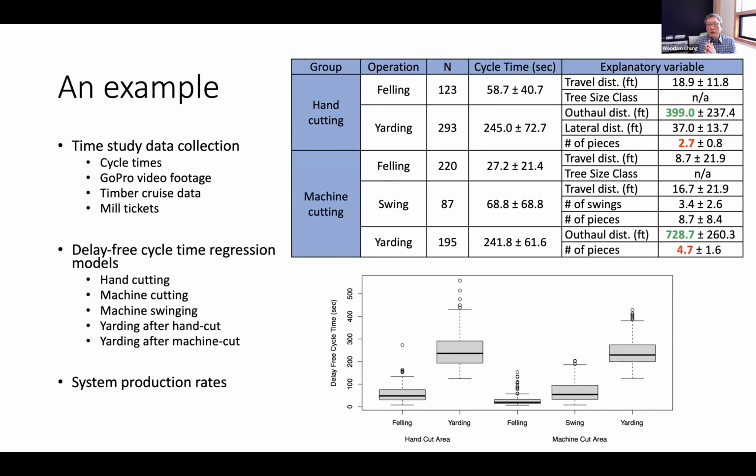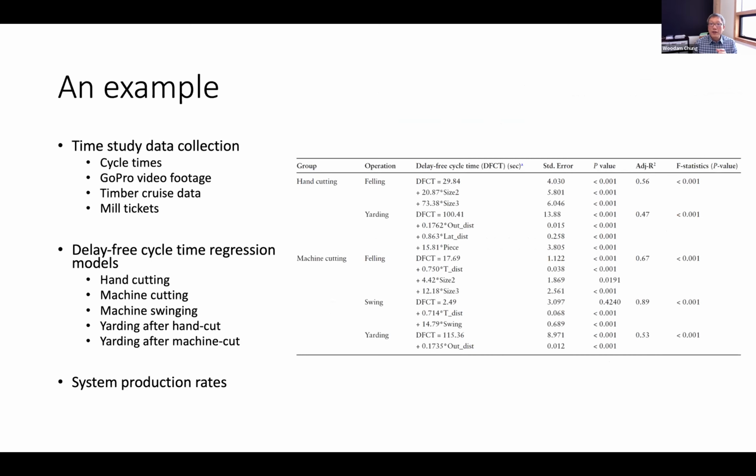And this, I'm not going to go into details about this data, but this is what we collected, and the number of samples and the average values of cycle time and so on. And this is what we developed. So this is the regression models we developed from the data, the sample data that we collected during time study. So we can estimate cycle time for machine felling or manual felling or cable logging after machine cut or cable logging after hand cut based upon parameters, okay, such as yarding distance, lateral yarding distance, or size of timber, or distance between trees, and so on.